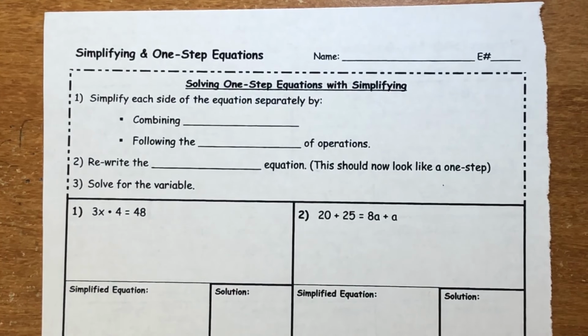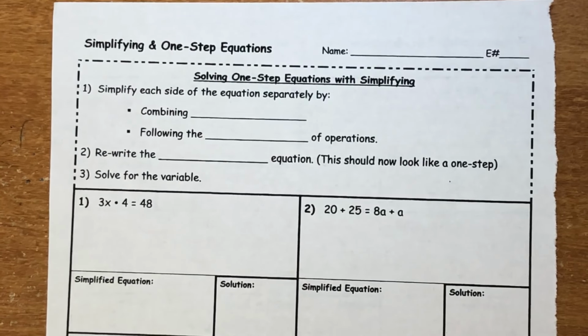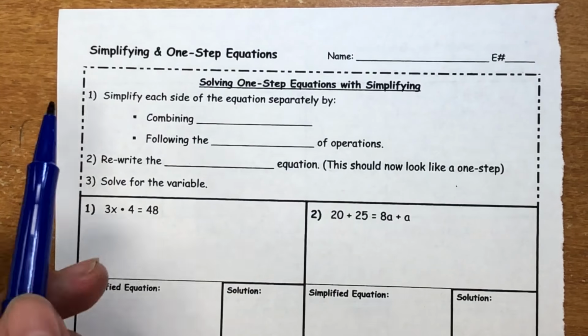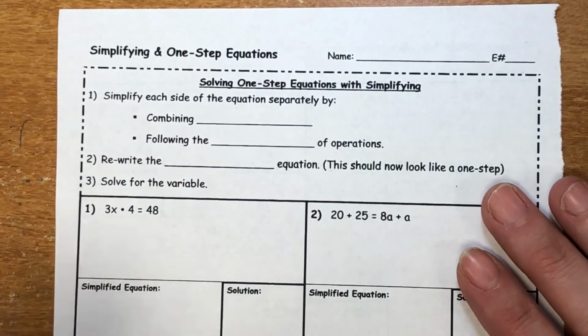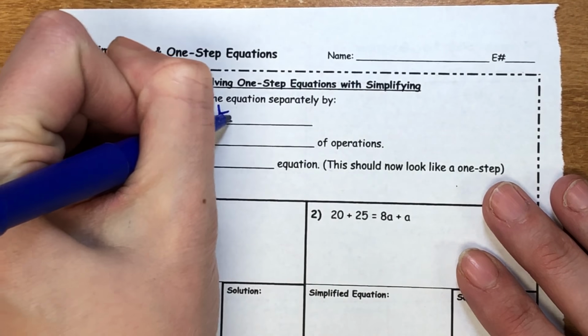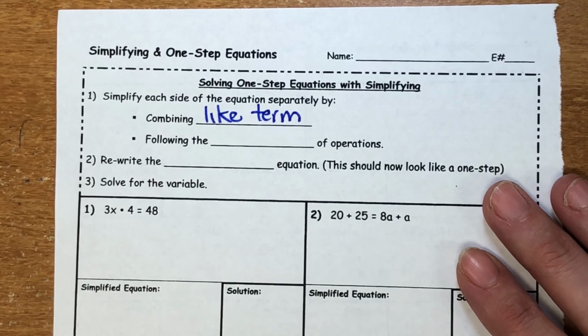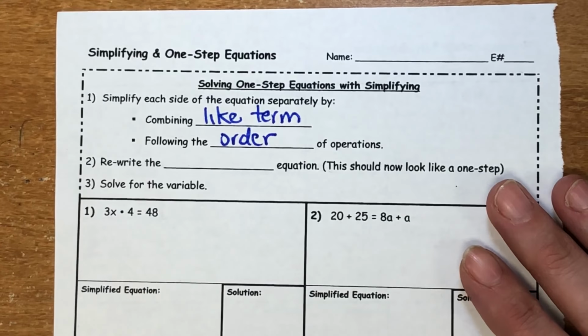All right, simplifying in one-step equations. So solving one-step equations with simplifying. We're going to simplify first, and then we are going to solve the equation. So step number one, simplify each side of the equation separately by combining like terms, and then following the order of operations.